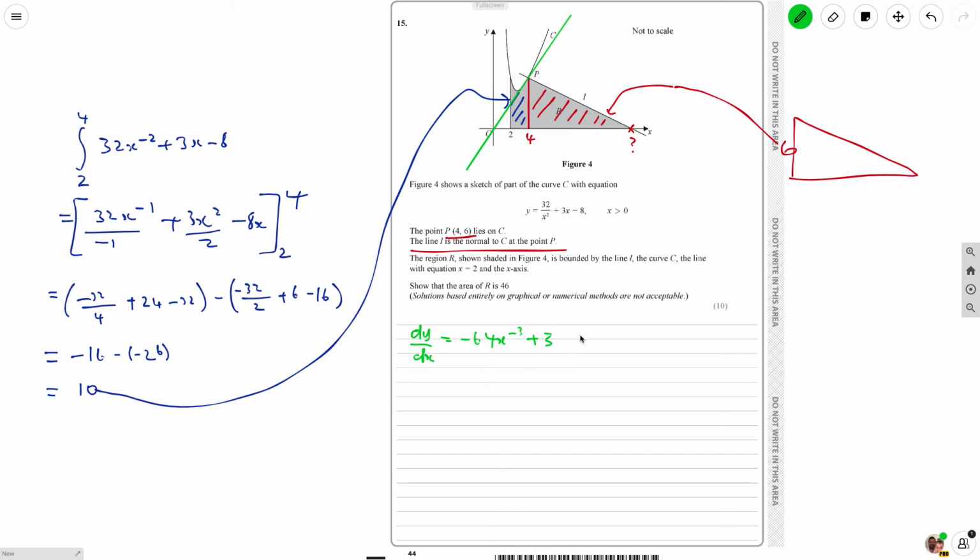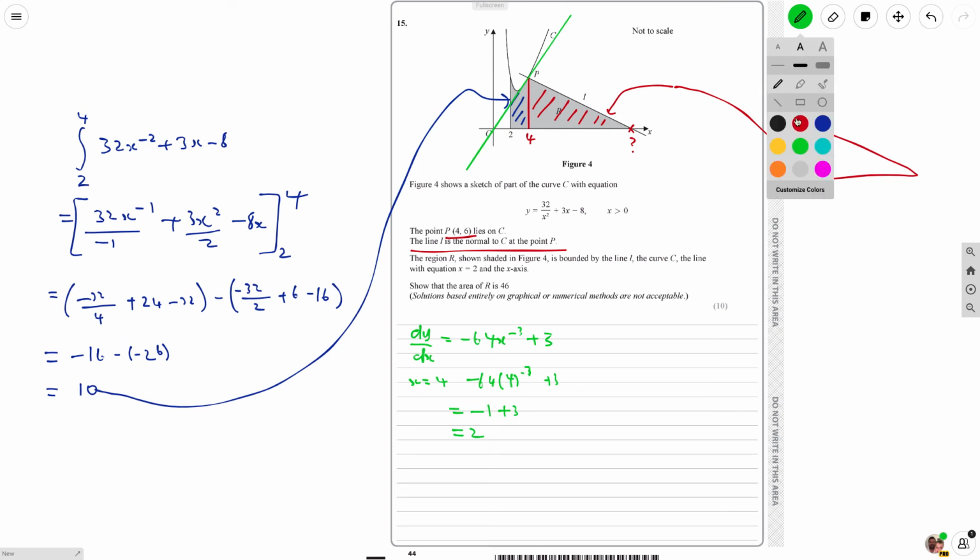The gradient of that tangent at the point P, we need to substitute the x coordinate of P in there. So at x equals 4, we're going to get minus 64 times 4 to the power of minus 3, plus 3, and again you can just put this in your calculator. 4 to the power of minus 3 is 1 over 64, so this is just minus 1 plus 3, which is 2. It kind of looks about right from the diagram. It's a positive gradient, gradient's 2, that's great.